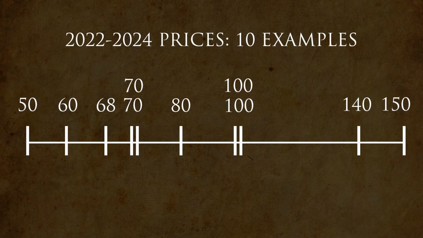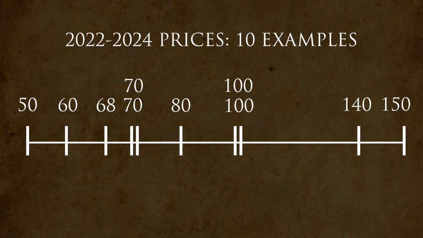It goes from the lowest value of 50, then 60, then it goes to a small cluster. We have 68, a couple went for 70 euros, one for 80, two outliers at 100 euros, and then a couple of really expensive 140 and 150 euro coins. If you look at 20, 30 coins, of course you will get an even clearer picture of the price trends.